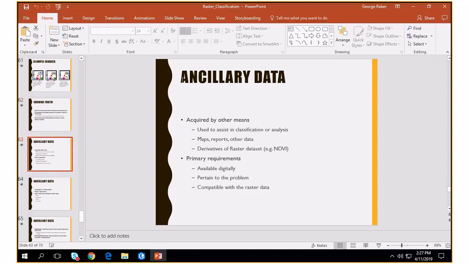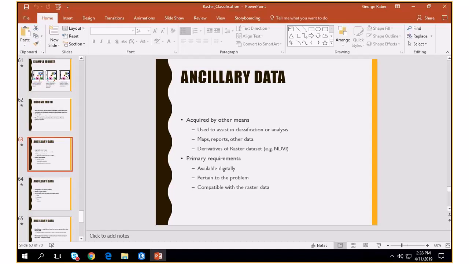Okay. Ancillary data. What I mean by ancillary data is data that's not imagery data. One of the things that I think people do a lot is think, well, I can only apply these techniques to imagery, to image data. And that's not really true. Any raster data you can throw into your process, to your classification process. So you can use other data to assist in your classification. You could also use other data to assist in the analysis itself.